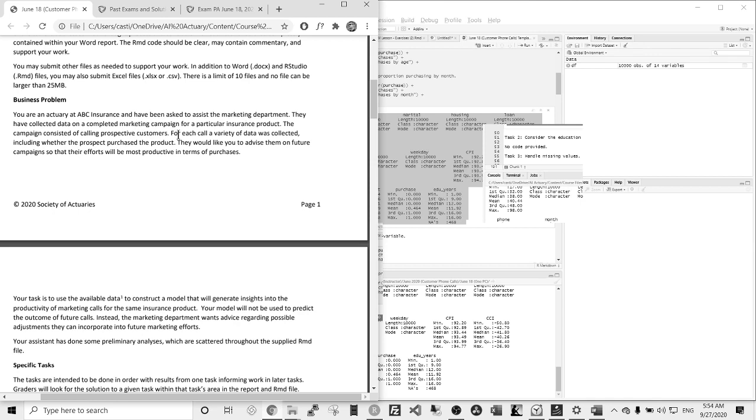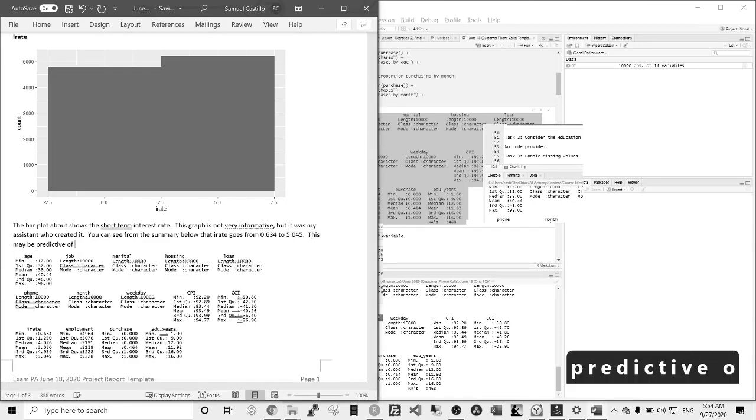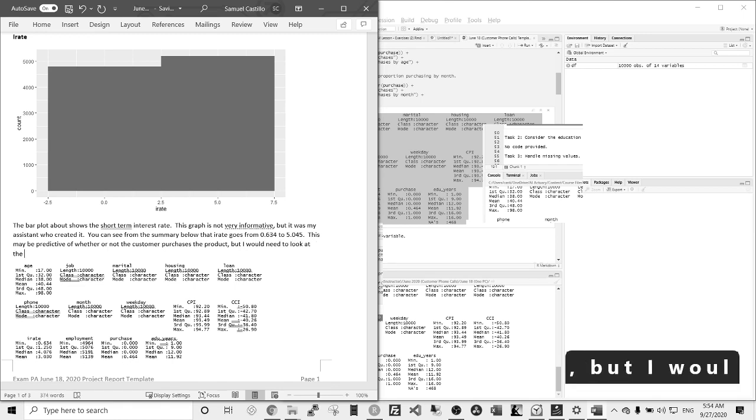They've collected data on marketing phone calls, and they want to know what factors will be predictive of whether or not the person purchases the product, right? So this may be predictive of whether the customer purchases the product, but I would need to look at the purchase percentage as well to find out.